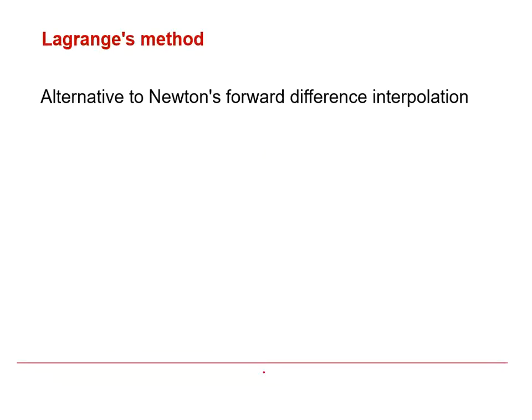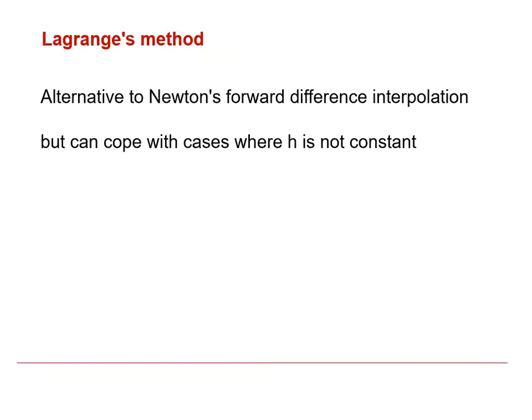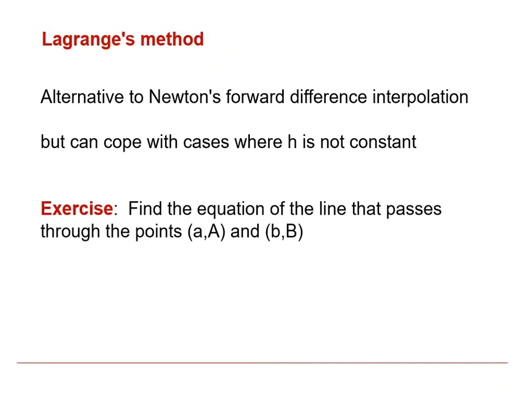Lagrange's method is an alternative to Newton's method that we've just been looking at in the previous videos. It's generally more cumbersome, but it does have the advantage that it can cope with an h that isn't constant. So the x values don't have to go up by a regular amount each time.